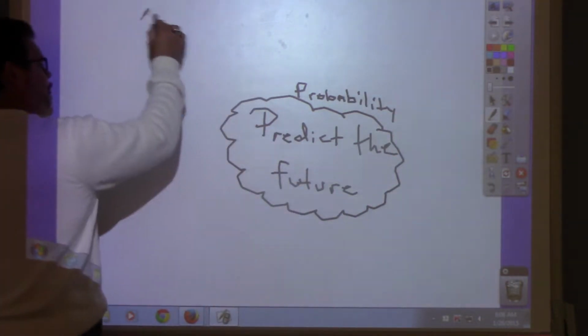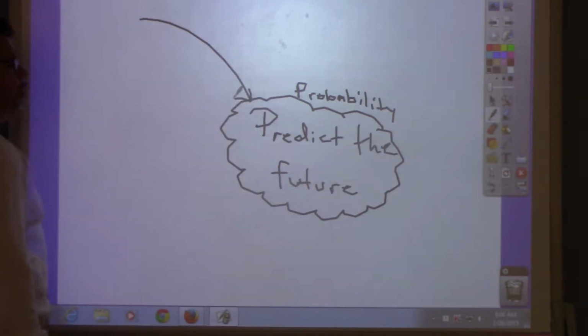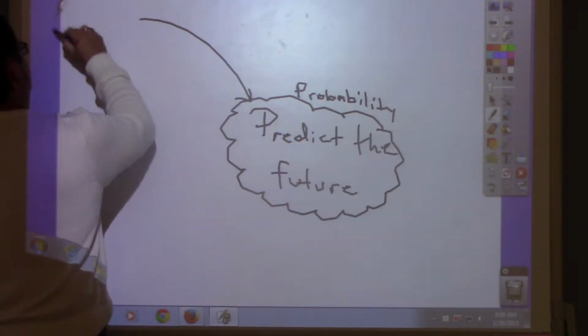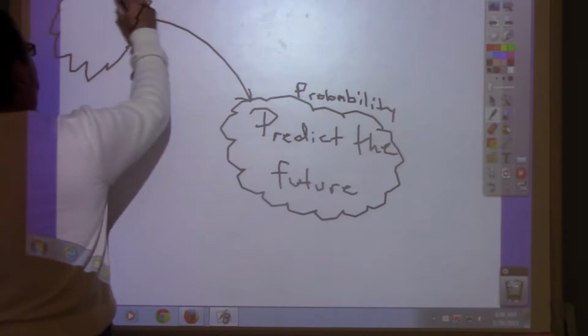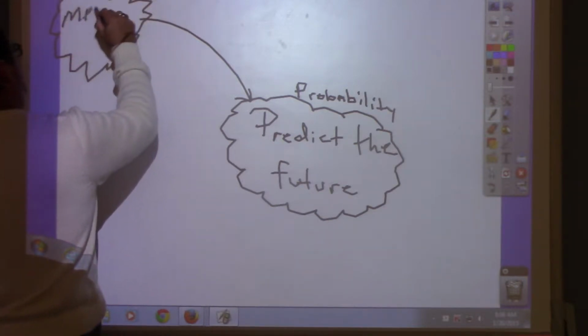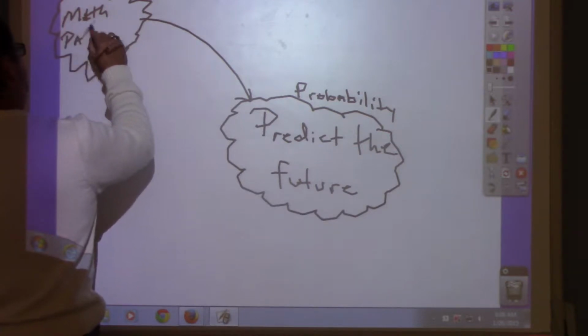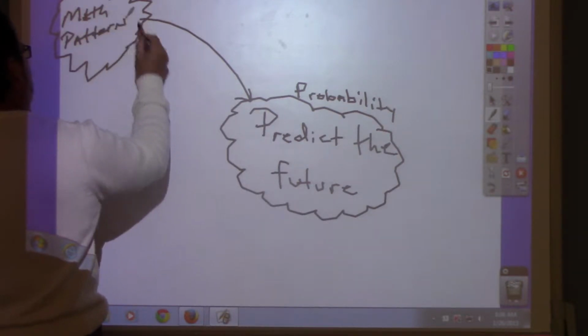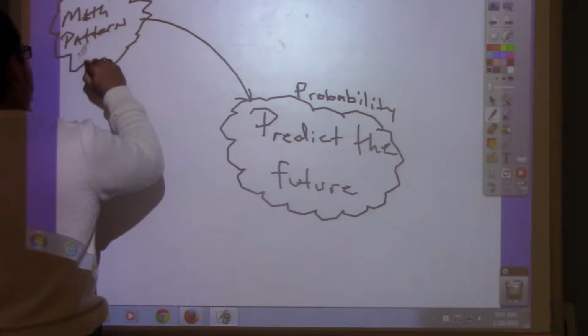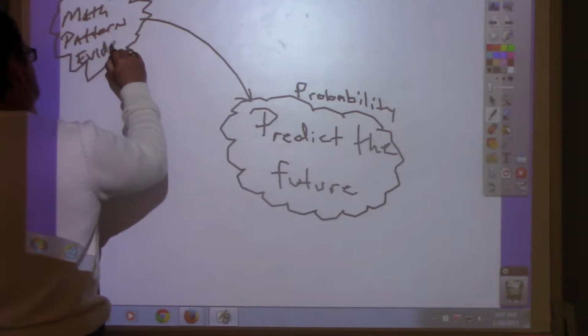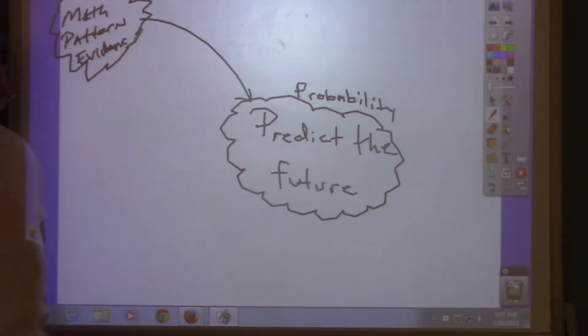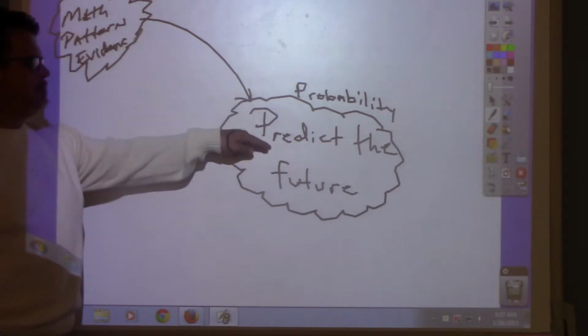Okay? In order to get to that point, we have to have some kind of math, or we have to have some kind of pattern, or we have to have some kind of evidence in order to get to this point.